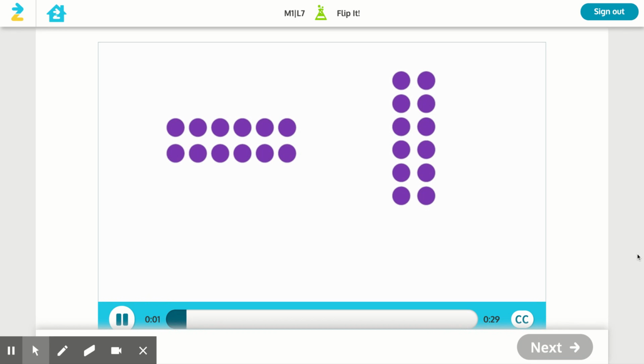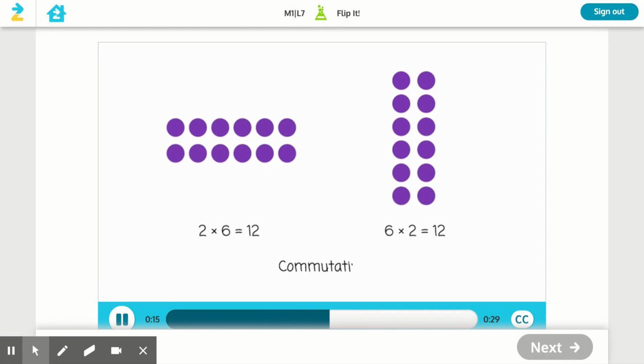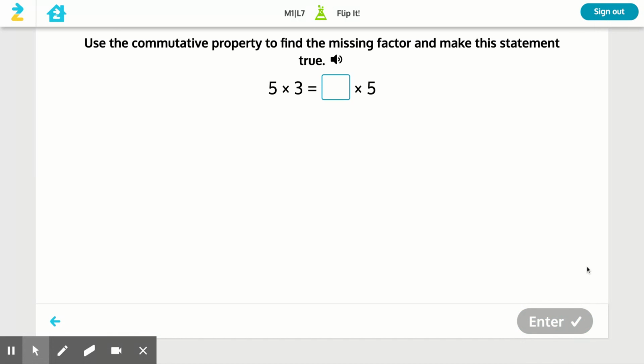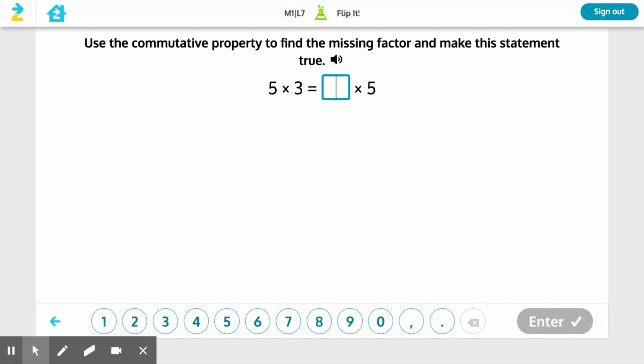When we multiply, changing the order of factors doesn't change the total. 2 times 6 equals 12, and 6 times 2 equals 12. We say factors are commutative when they can switch around but the total doesn't change. Factors in a multiplication sentence follow the commutative property because we can switch their order and the total stays the same. All right, guys. So our big money word for today is commutative. The commutative property tells us that we can flip our factors and our answer will stay the same.